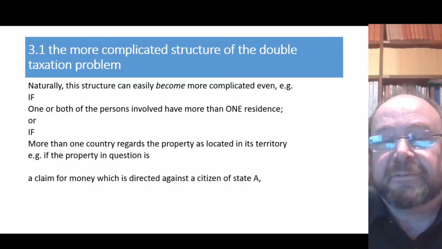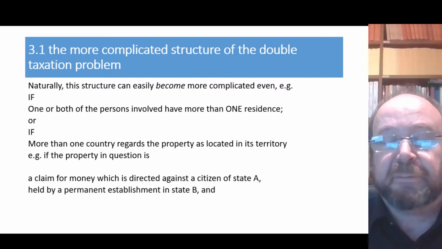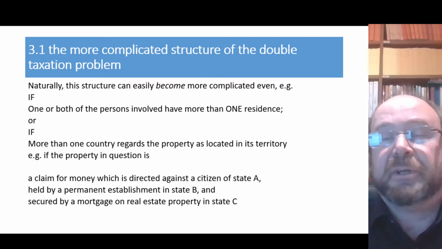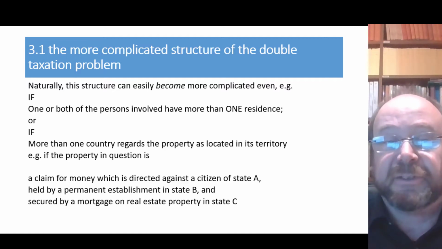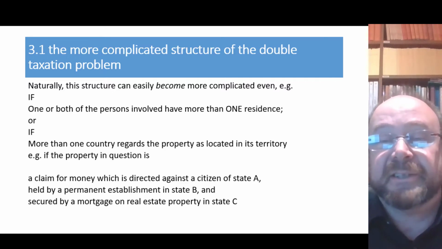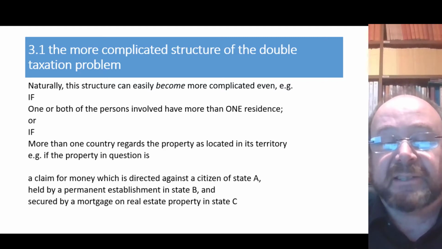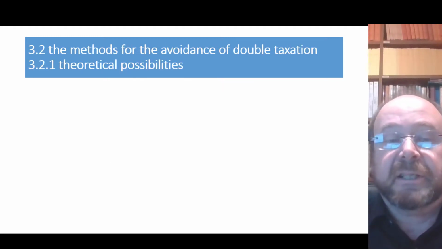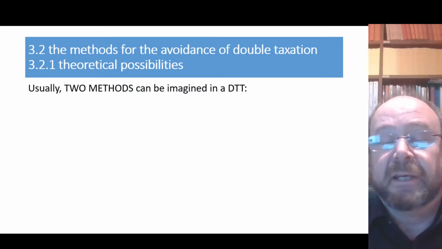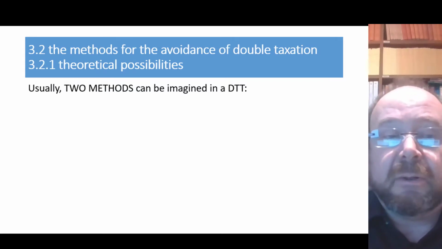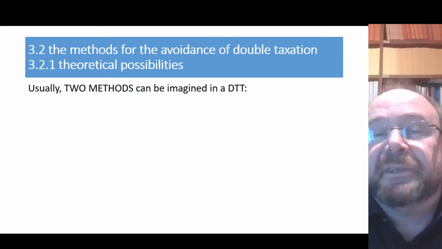For example, if the property in question is a claim for money which is directed against a citizen of state A, held by a permanent establishment in state B, and secured by a mortgage on a real estate property in state C, then all the three states could regard themselves with a certain justification as the source state of that claim. Okay, so rather difficult. Good. Now let's turn over to the next step.